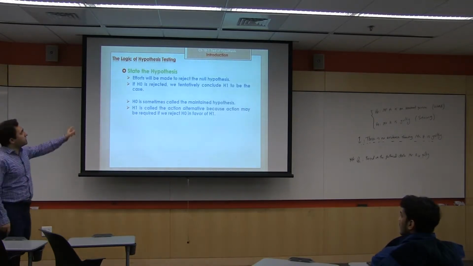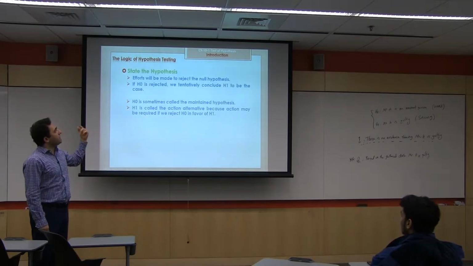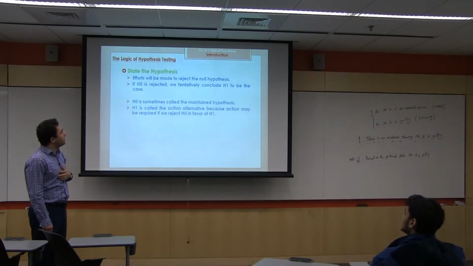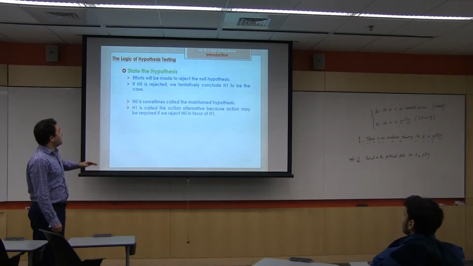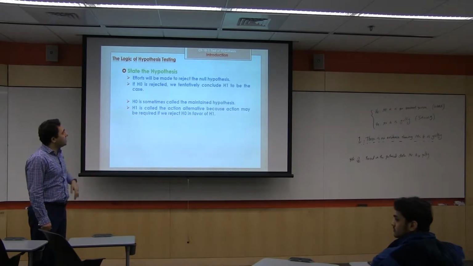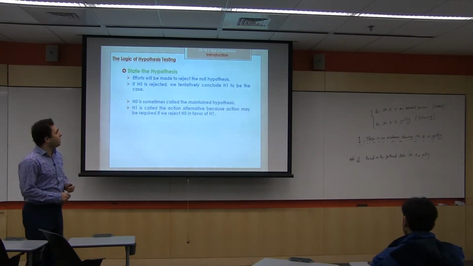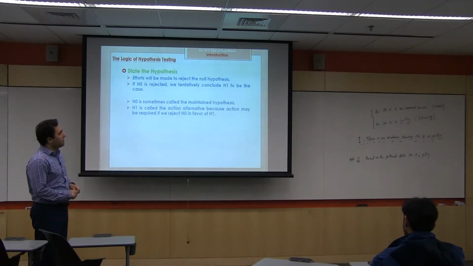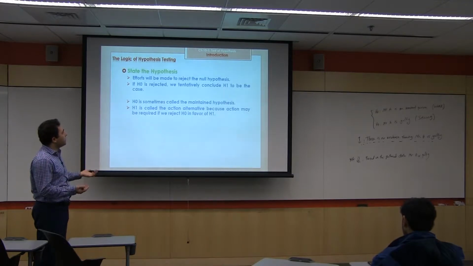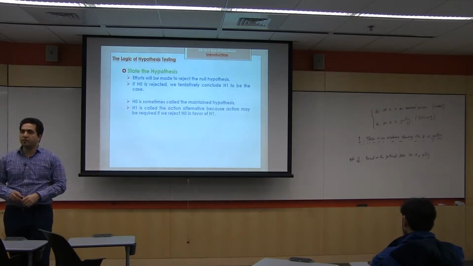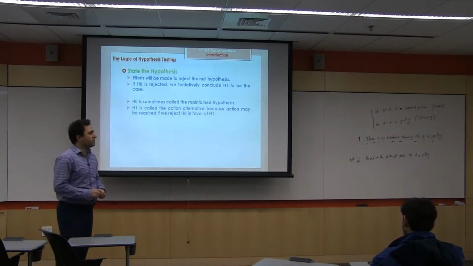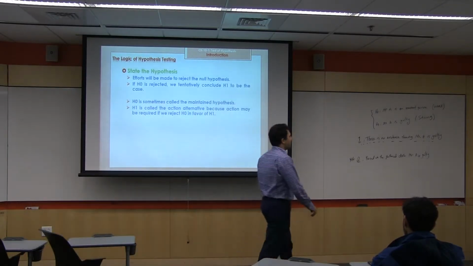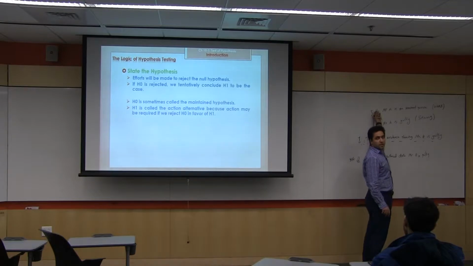So if H0 or H null is rejected, we tentatively conclude H1 to be the case. And null is sometimes called the maintained hypothesis, and alternative or H1 is called the action alternative, because action may be required if the null is rejected in favor of the H1. So other names for those is like we call the null hypothesis a maintained hypothesis, and H1 the action hypothesis.